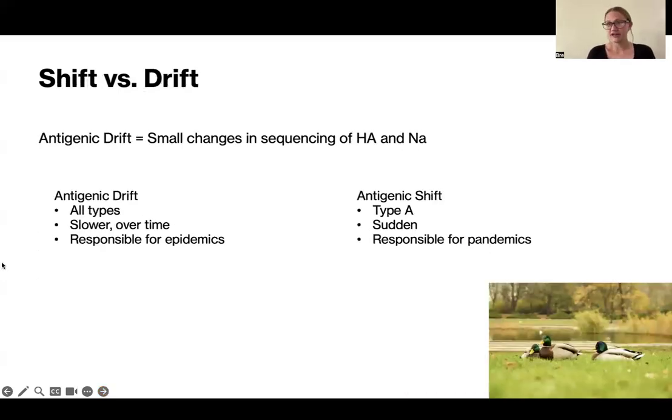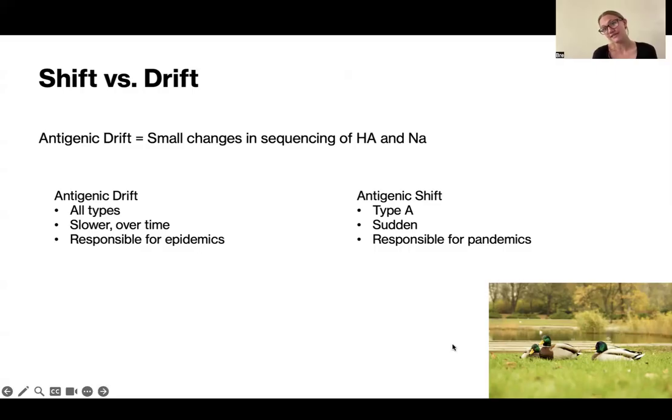Antigenic shift versus drift. I already kind of mentioned this, but antigenic drift are just small changes in sequencing of HA and NA. But shift are major changes that are responsible for the pandemics, okay? And the antigenic drifts are just more epidemics, just the average yearly differences in the flu vaccine and what's circulating, right? Now, antigenic shift is type A, and it's very sudden, but antigenic drift is a little bit slower. It happens over time. There's smaller changes, and it can happen in any of the types.